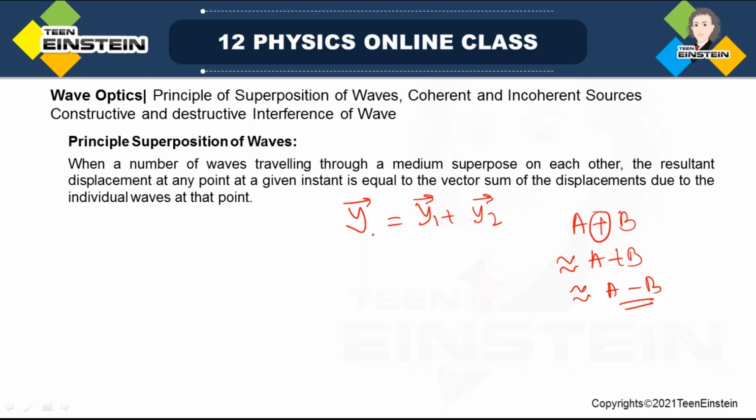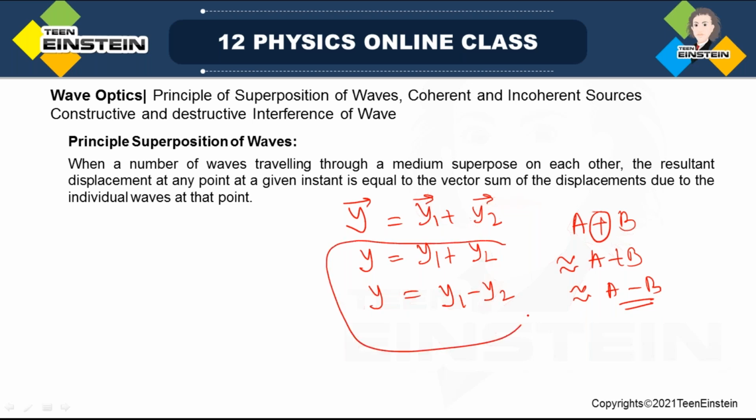So what I mean to say is, if I take the amplitude of these particular displacements, it can be either y1 plus y2, or y is equal to, so this is the resultant displacement of the particle at that instant. So this can be y1 minus y2 also. So this vector sum involves both addition or subtraction of the amplitudes.